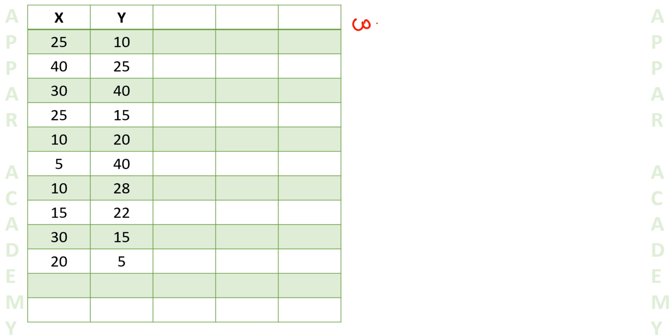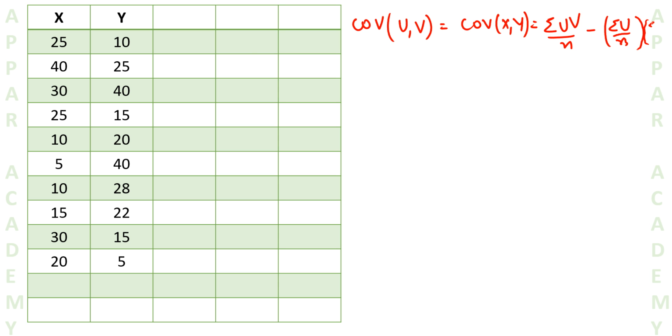Over here, covariance between U and V is equal to covariance between X and Y, which is simply equal to summation UV upon N minus summation U upon N into summation V upon N. We need to find this, where U is equal to X minus A and V is equal to Y minus B, where A is equal to 20 and B is equal to 20.